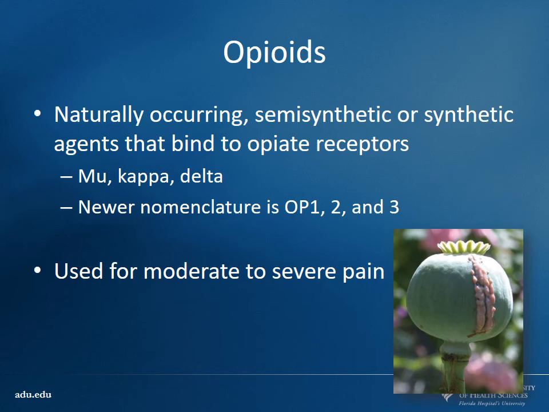It's the poppy plant. This is actually where we get all of our opioids from. So we think heroin, think morphine, think codeine. These are where these agents come from, is actually the poppy plant.